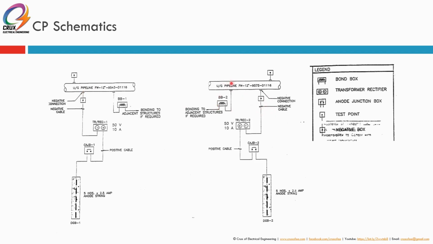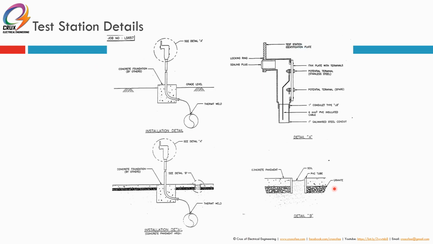So if there's another JB, there's another ICCP connection in between. Normally you connect between these 2 pipelines through a bonding junction box, a bonding resistor junction box. So you control the resistor so that ICCP 1 and ICCP 2 will not interact with each other, meaning ICCP 1 will not protect the ICCP 2 pipeline, or ICCP 2 will not protect the ICCP 1 pipeline or under-protect it. Okay, so this is the CP schematics.